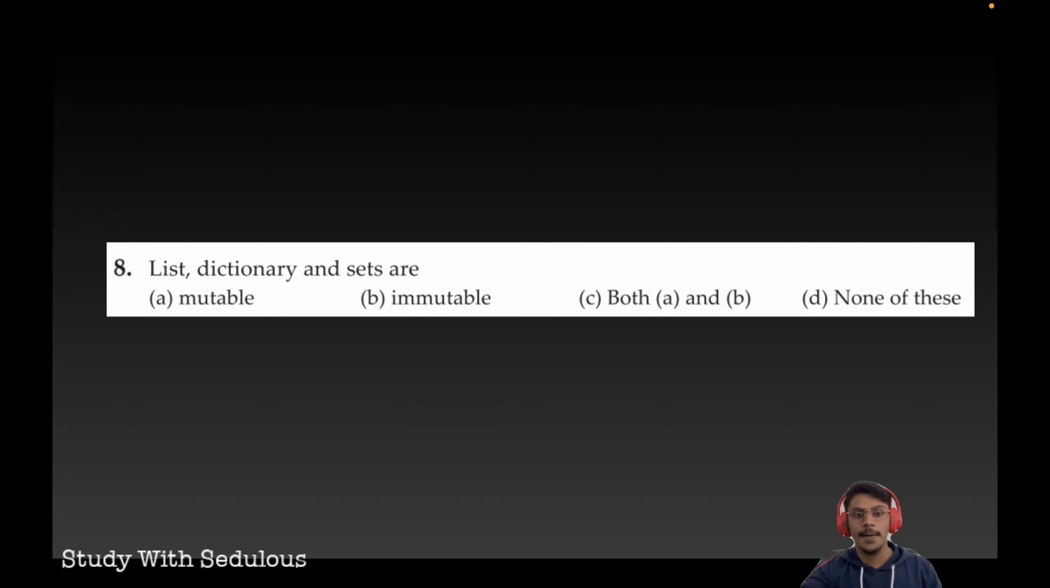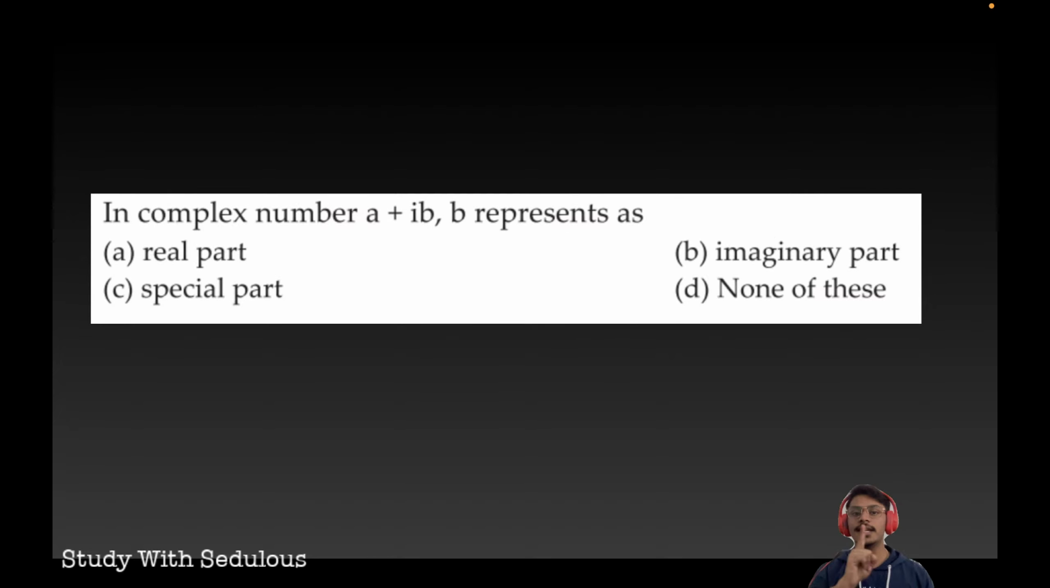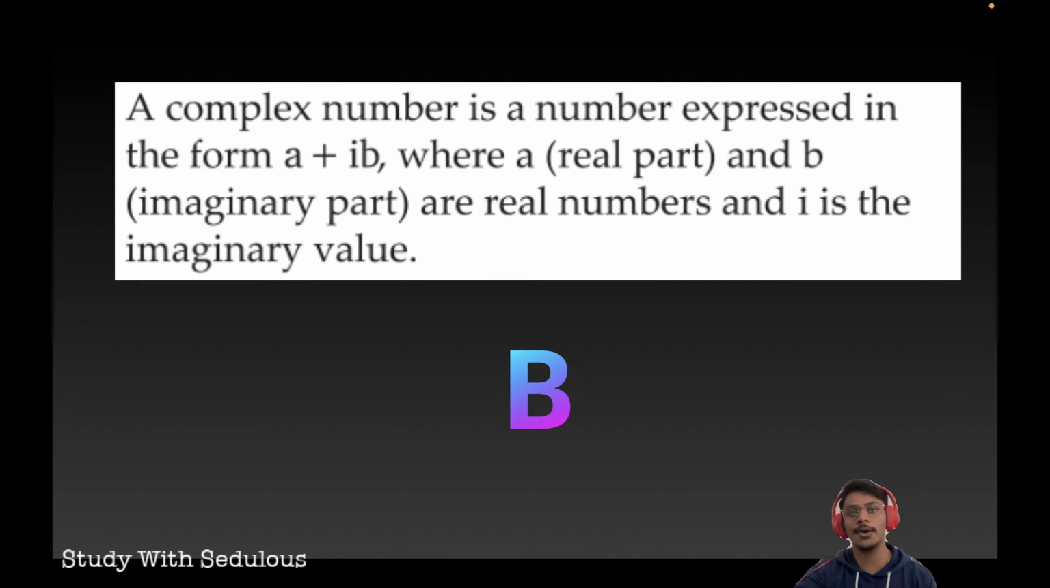Next, in a complex number a plus ib, b represents. This we have studied in 10th grade, I guess, in the lesson on real numbers and imaginary numbers. B represents the imaginary part because i is there. A complex number is a number expressed in the form a plus ib, where a is the real part and b is the imaginary part, both real numbers, and i is the imaginary value.